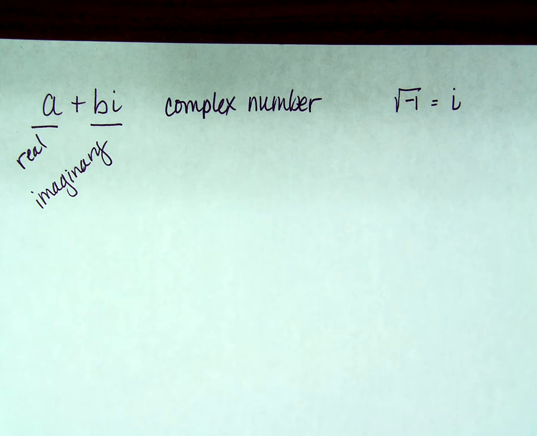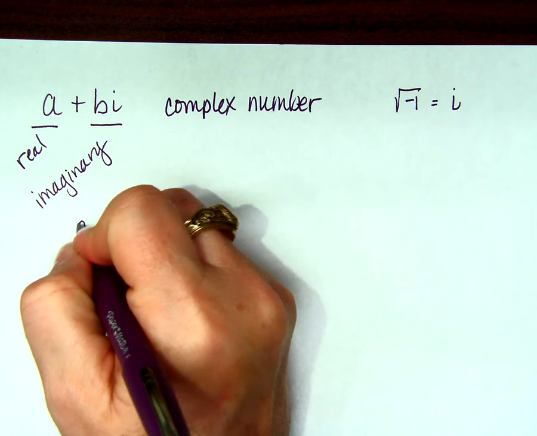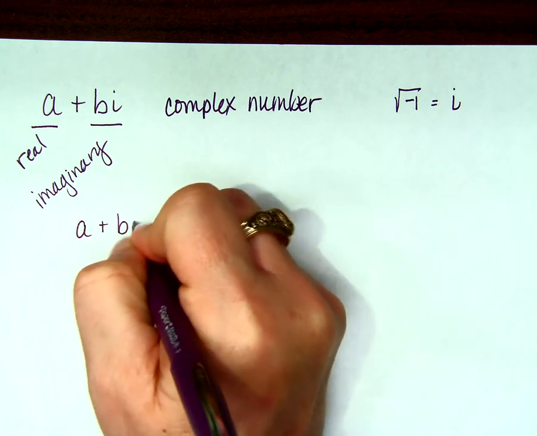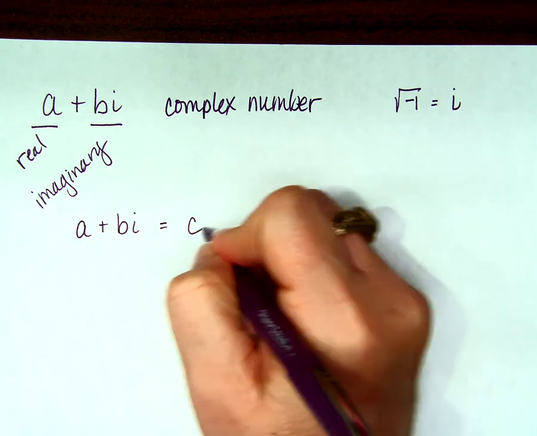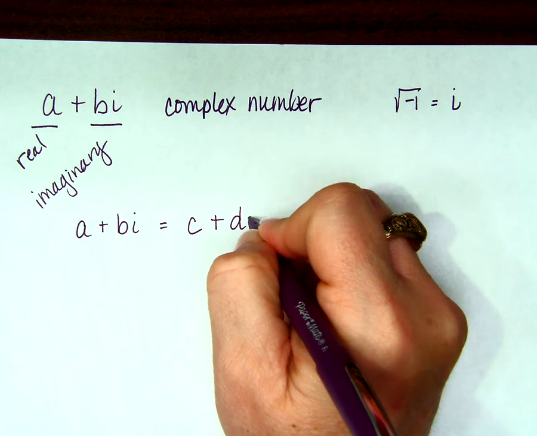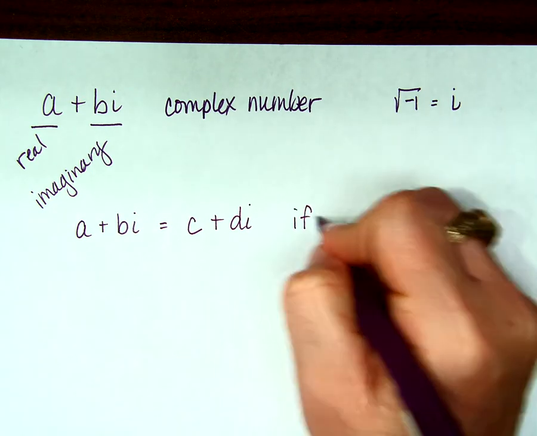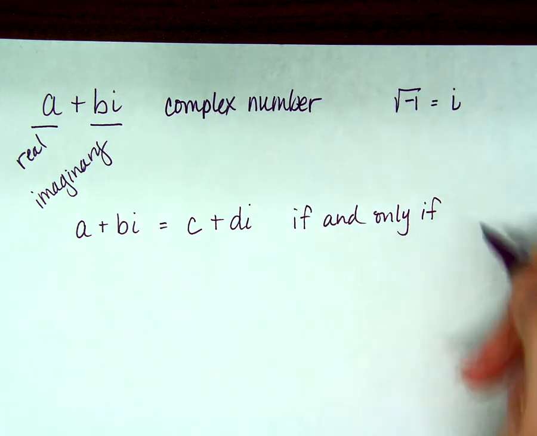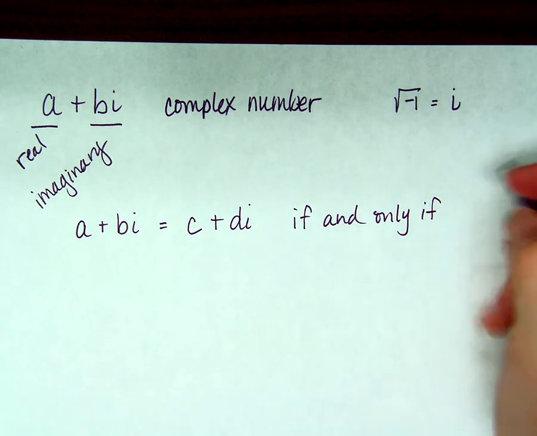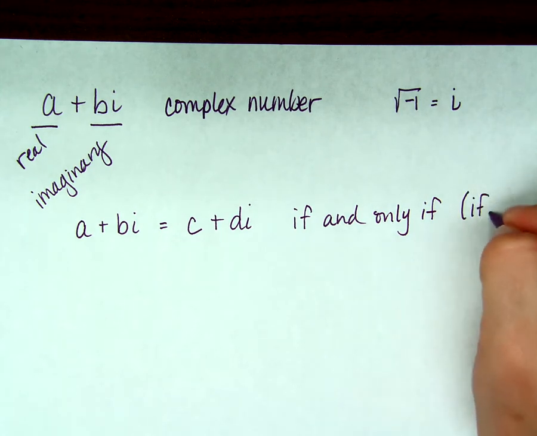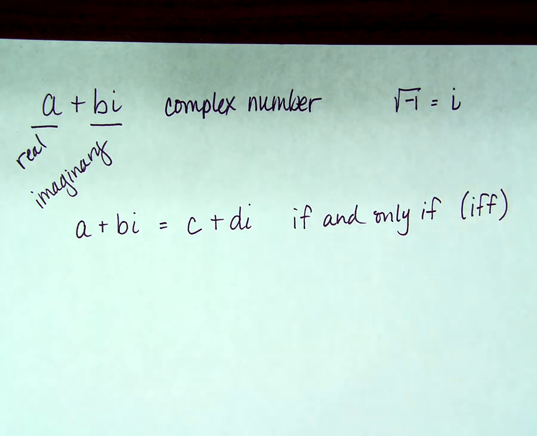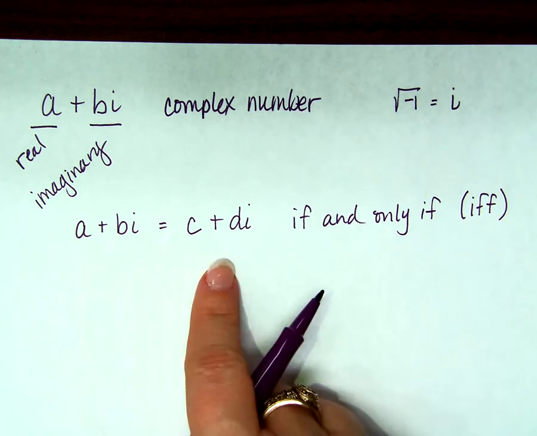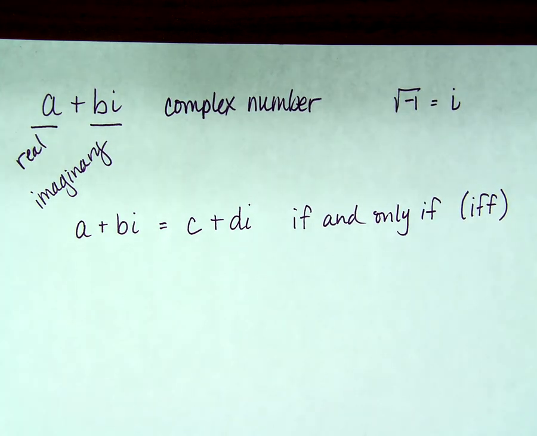So one thing I want you to realize is that a plus bi is going to equal c plus di if and only if. You ever heard that before? If and only if? Sometimes it's abbreviated like this: iff. Okay? When are these two going to equal each other? What has to be very true about this?